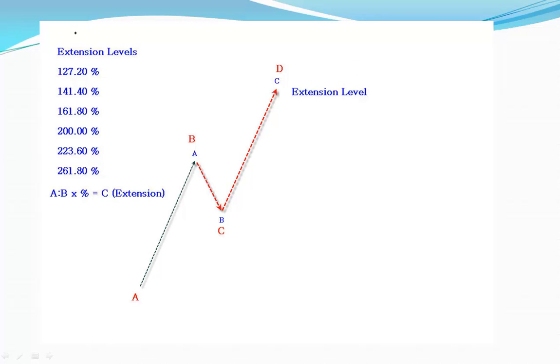Now, what's an extension? Let me draw this out for you. An extension is basically you take B to C right here, and you're extending it up. So meaning from this point right here, A to B, that's your impulse, okay, that's your up. And then from here to here down, let's just say this is 10 points. So an extension is A to B, this A to B right here, A to B right there, times a percentage. So times, let's just say, 1618.